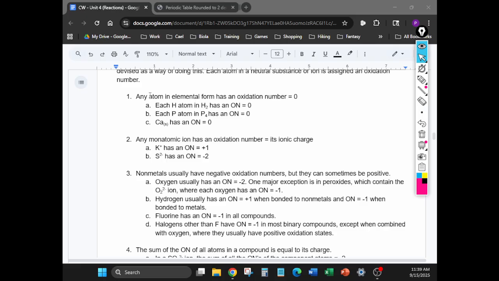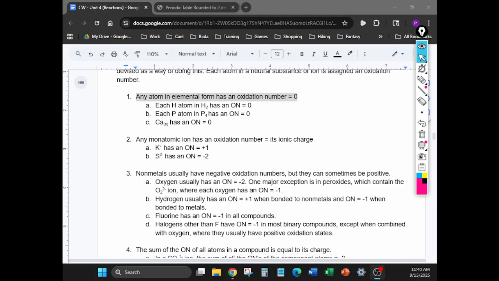So the first one is pretty important. Any atom in its elemental form has an oxidation number of 0. And I'll talk about what elemental form is just in a second, but copy this down. Any atom in its elemental form has an oxidation number of 0.